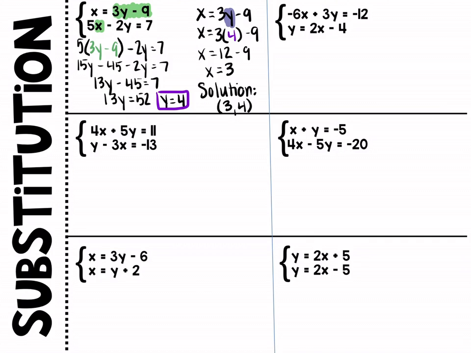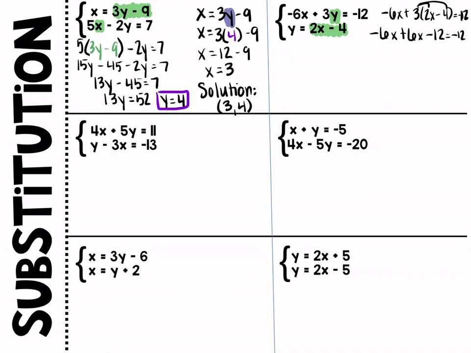Okay, so then I have the second one. I have negative 6x plus 3y equals negative 12, and y equals 2x minus 4. So I have y is equal to 2x minus 4, so I'm going to replace y with that. So I have negative 6x plus 3 times (2x minus 4) equals negative 12. Now I'm going to do distributive property first.